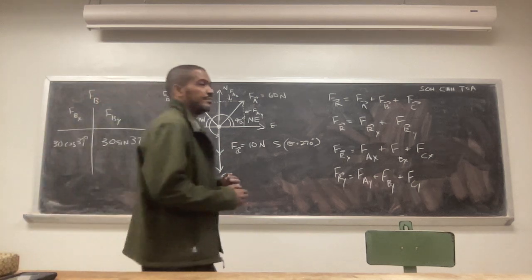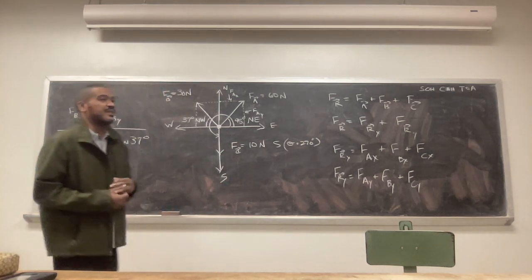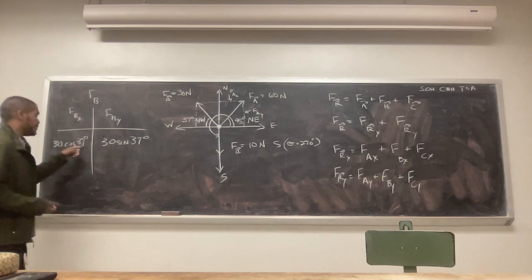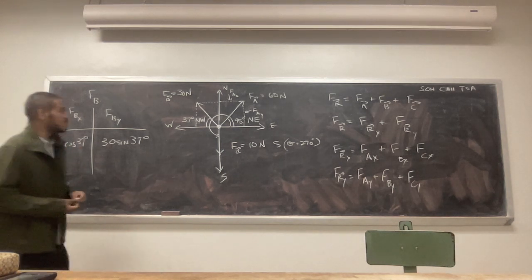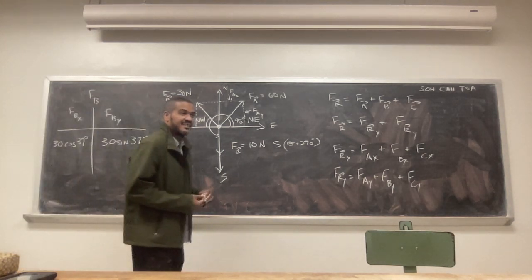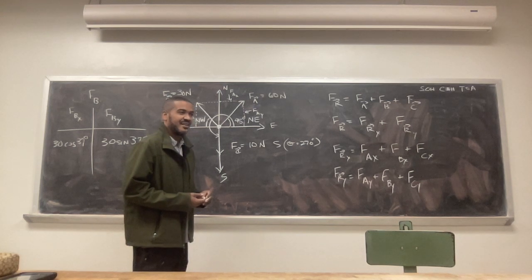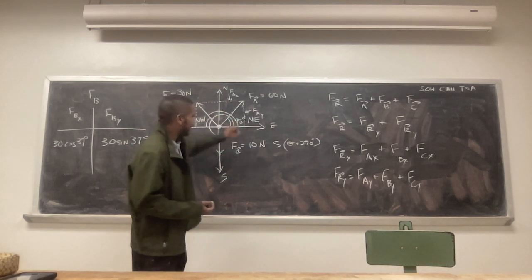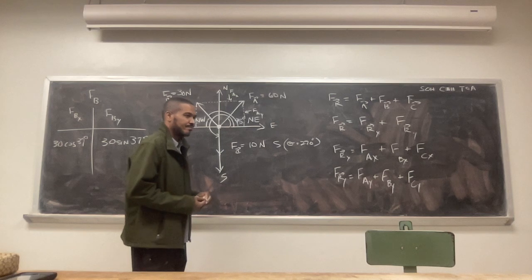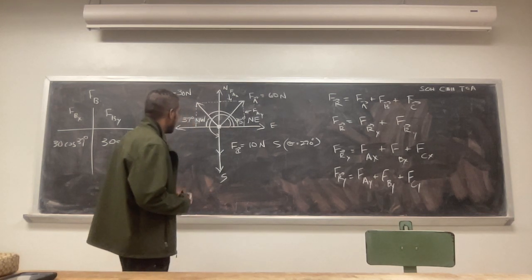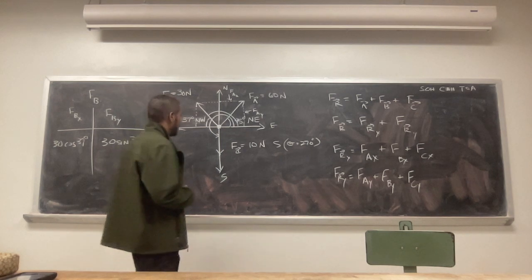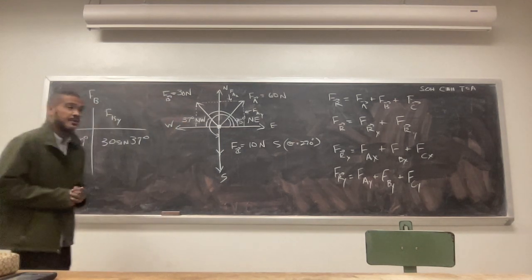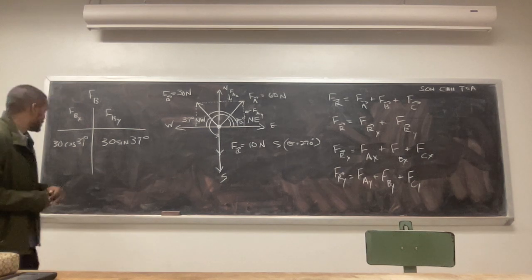Once you get the actual number, instead of using 137, if you use 180 minus 37, you're going to get the negative number. You following that? Because this is the angle, that would be the angle right there. You see that? So both of them would be negative in the third quadrant? Yes, in the third quadrant.